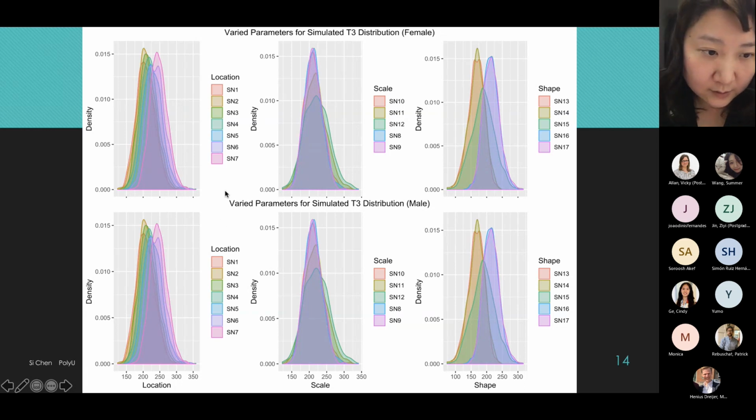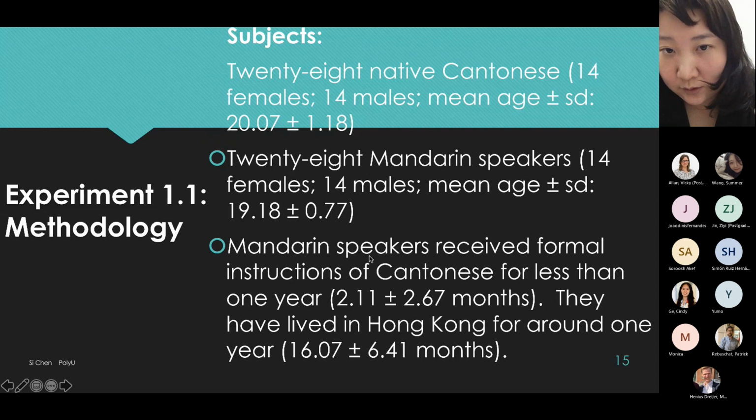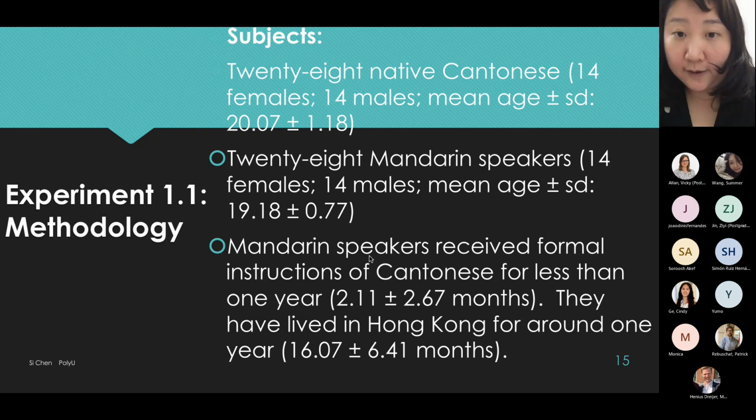And we're interested in whether listeners would actually notice the differences. So we recruited some listeners. Of course, we are interested in whether the listeners would really have parametric representations, so whether they are sensitive to the changes of those parameters. And of course, we would include both native and non-native speakers. So we have included Cantonese as well as Mandarin speakers.